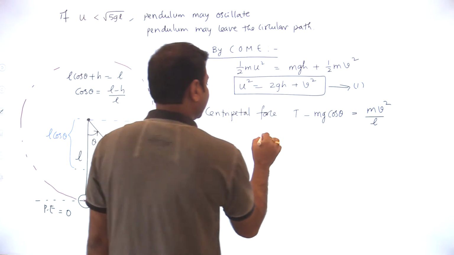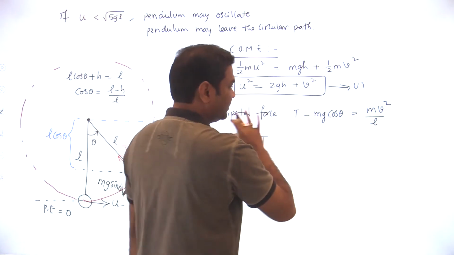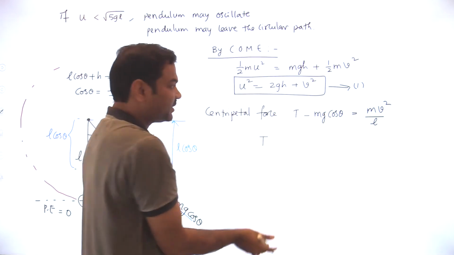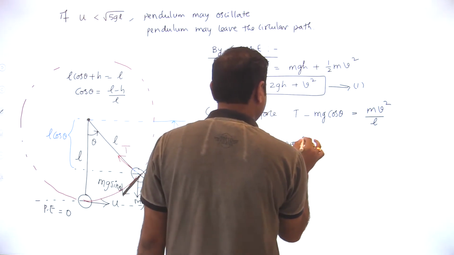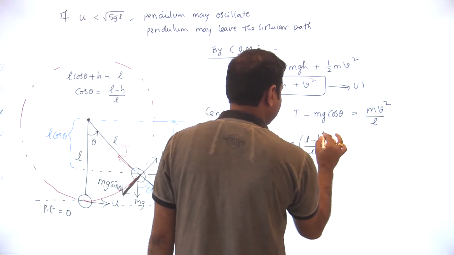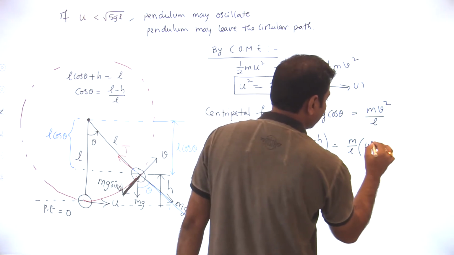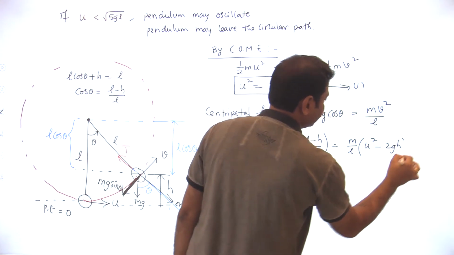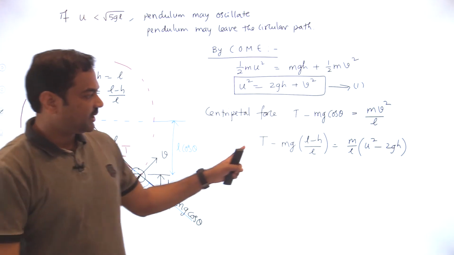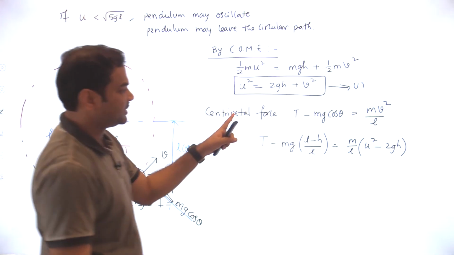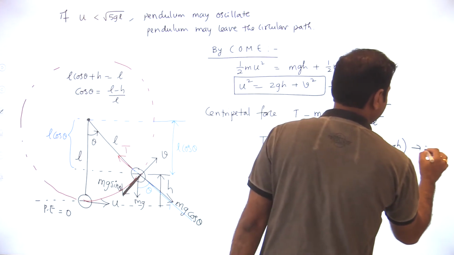Now I want to find out the tension. So this is the equation. This is done. Now I am changing this equation in terms of heights. So mg into L minus h by L is equal to m by L into v square. In the place of v square I can write u square minus 2gh. All of you okay with this? So everything is now in terms of h only. See, this is the one equation and this is the second equation.